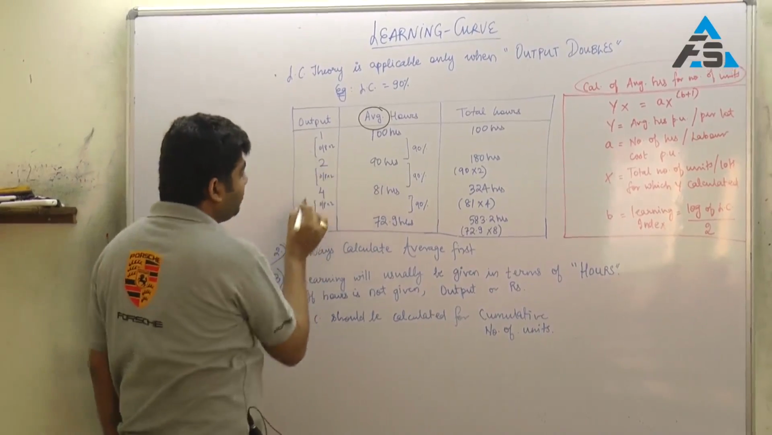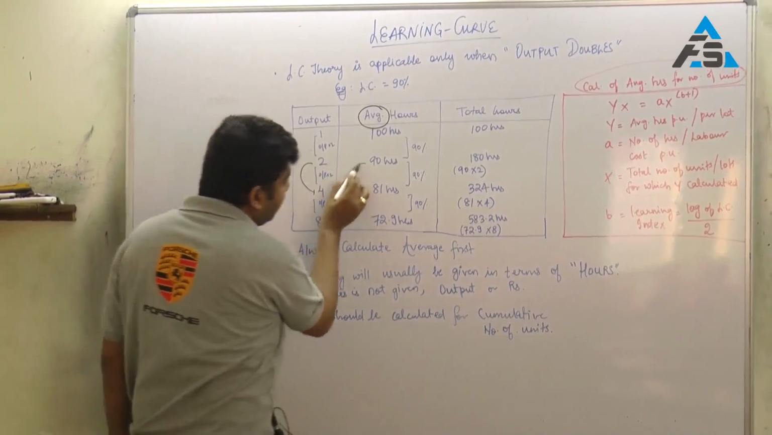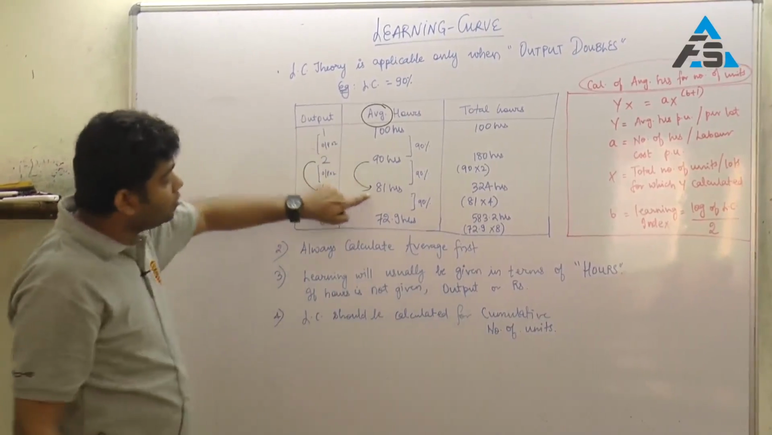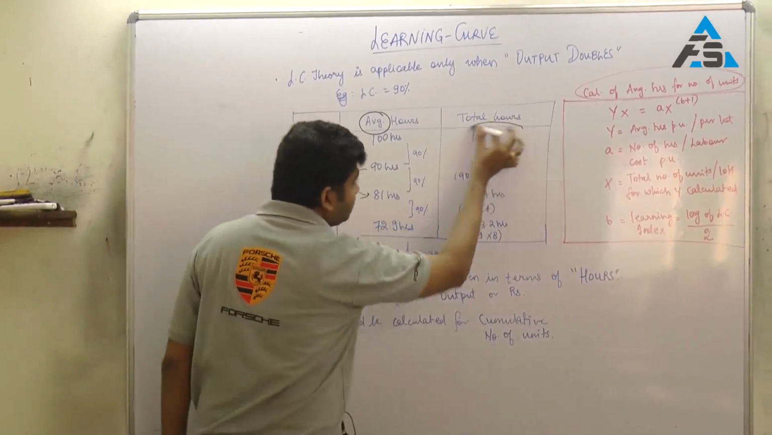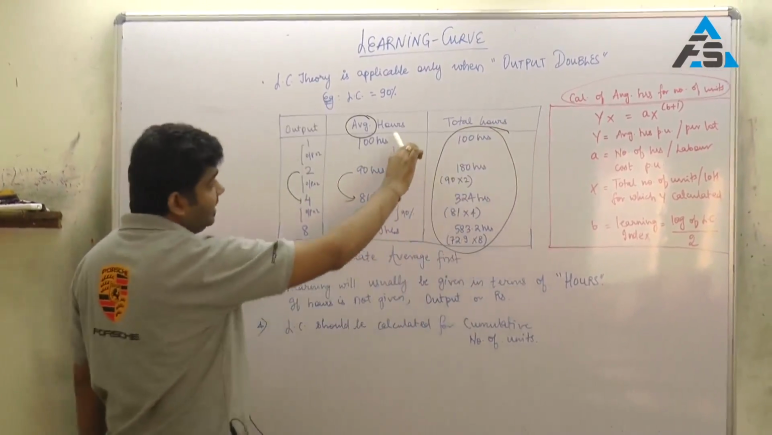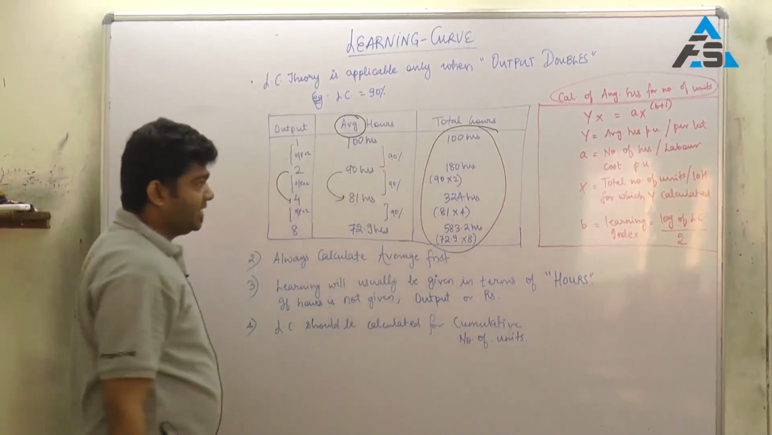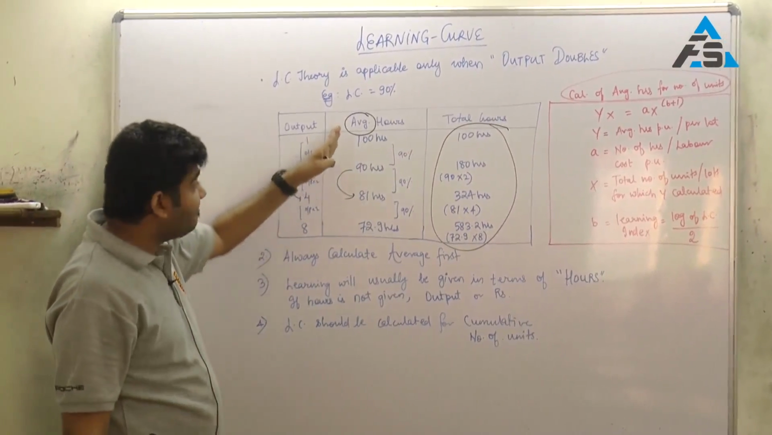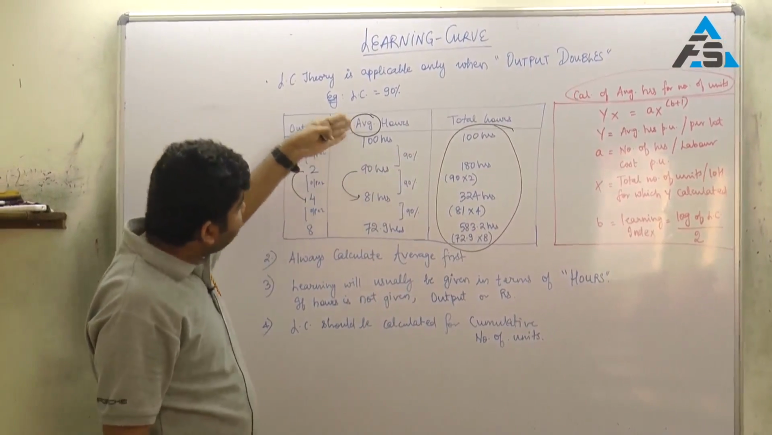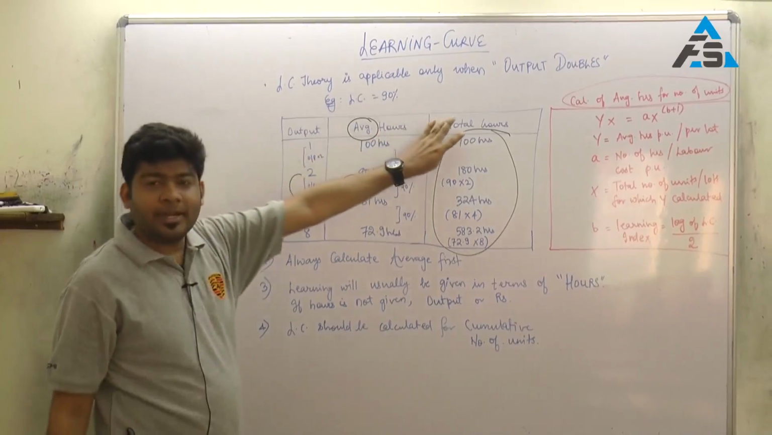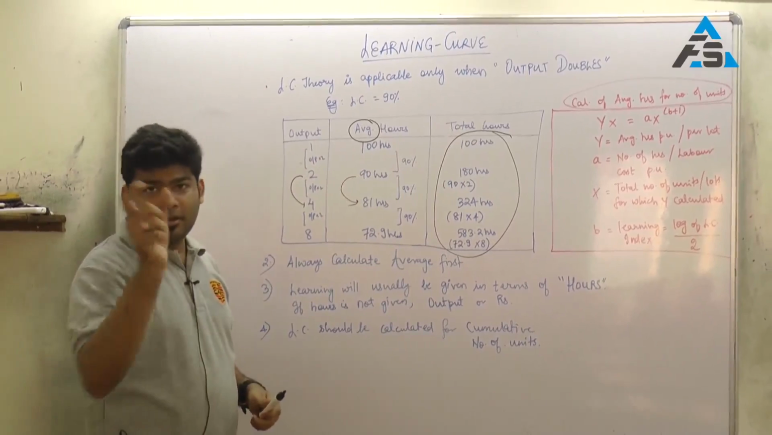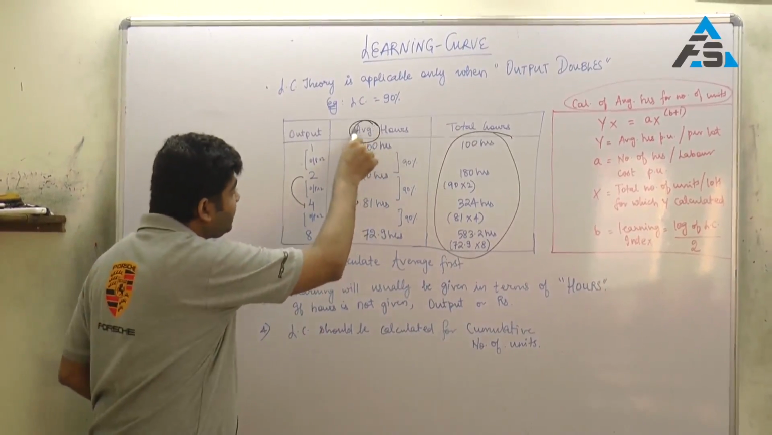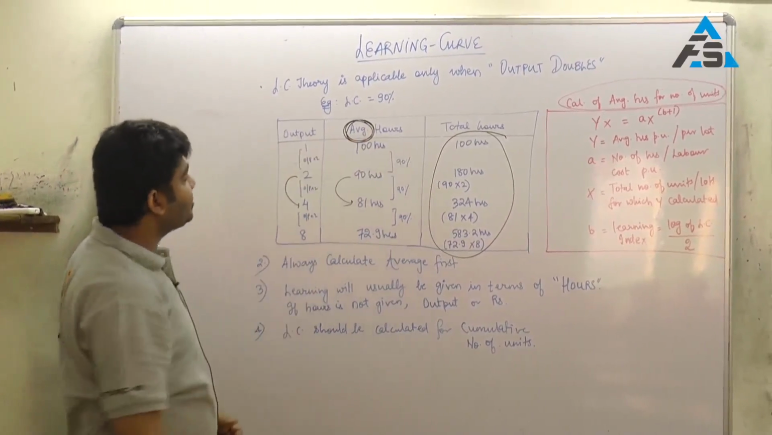Here, as my output doubles, 2 to 4, my average hours will again reduce to 90% of my original 90 hours. If you see here, the total hours will be based on my average hours. So focus here is on average hours, because average hours multiplied by output will automatically give me my total hours. So focus in the learning curve chapter should always be on the calculation of average hours.